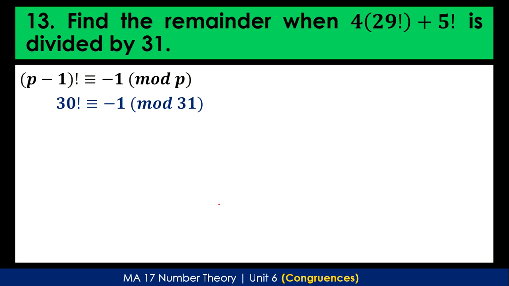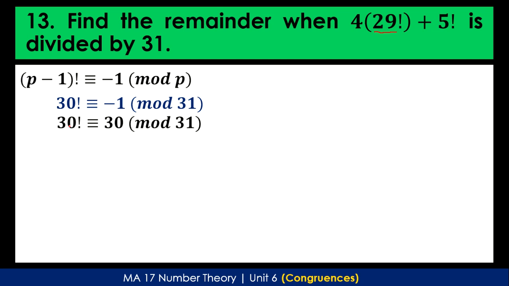If we're going to identify the least non-negative residue, we add 31. So negative 1 plus 31 is 30, and we have that 30 factorial is congruent to 30 modulo 31. But again, the problem here is that we have 29 factorial, so we need to produce 29 factorial here.